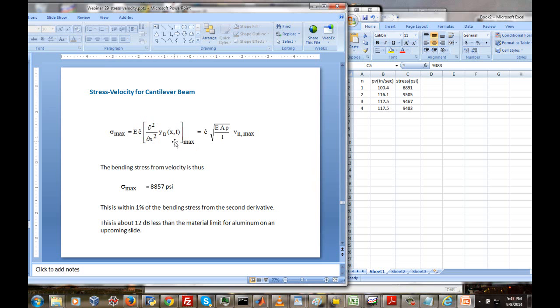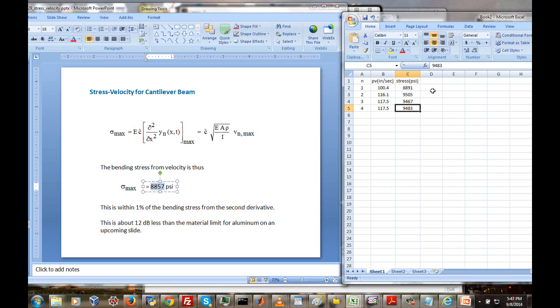Now, the maximum pseudo-velocity and the maximum bending stress occur at two different locations, in fact opposite ends of the beam, for the cantilever beam. Then this equivalent formula here, we have the distance from the neutral axis to the outer fiber, C hat, times the square root of elastic modulus, cross-sectional area, mass density divided by area moment of inertia, times the maximum modal velocity. So if we use this formula, the bending stress from velocity for one mode is 8857 psi.